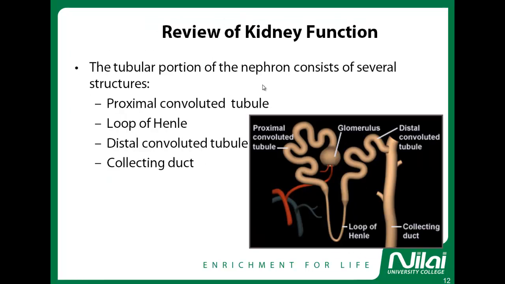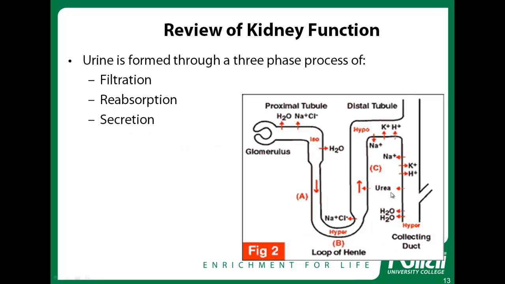The tubular portion of the nephron consists of several structures. This is the proximal convoluted tubule, loop of Henle, distal convoluted tubule, this one, and collecting duct. Urine is formed through a three-phase process of filtration, reabsorption, and secretion.